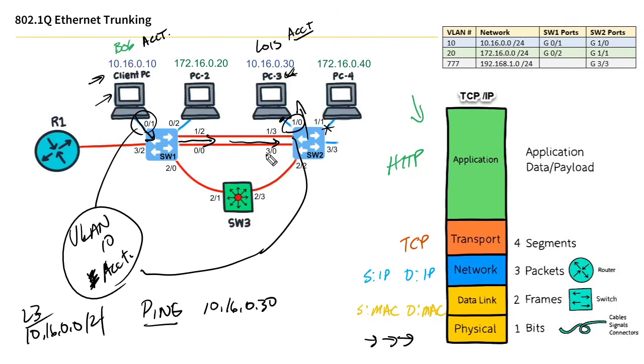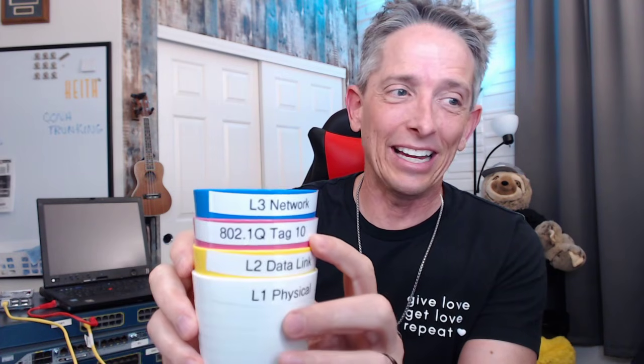So check this out. Let's imagine that broadcast frame from Bob's PC for the ARP request is about to leave. It goes into the switch, so the switch knows this is associated with VLAN 10, but before it sends that broadcast over, it adds information between layer 2 and layer 3. It adds an 802.1Q tag that identifies what VLAN it came from. So switch 1 says, before I send this, I'm going to add the tag that says this frame is for VLAN 10.